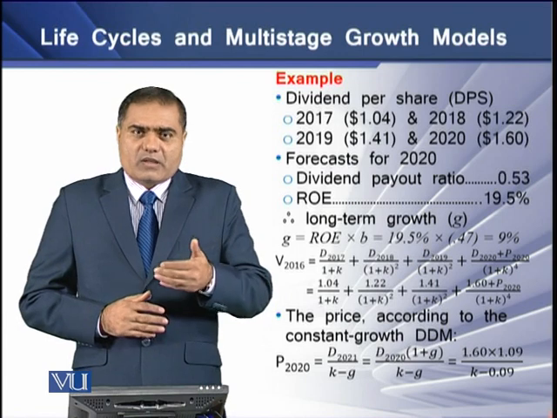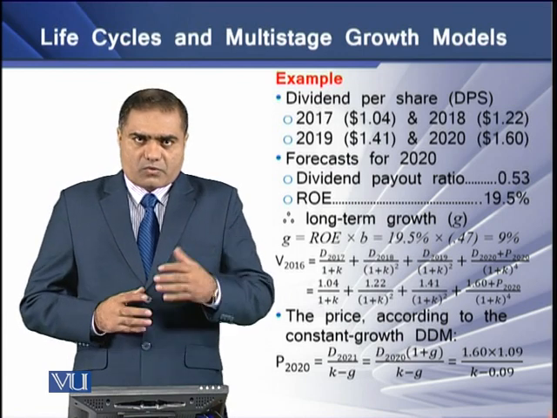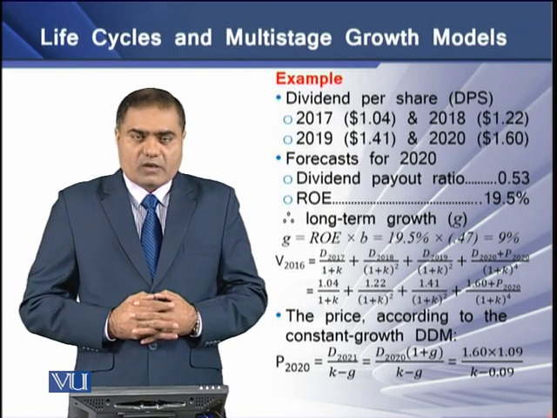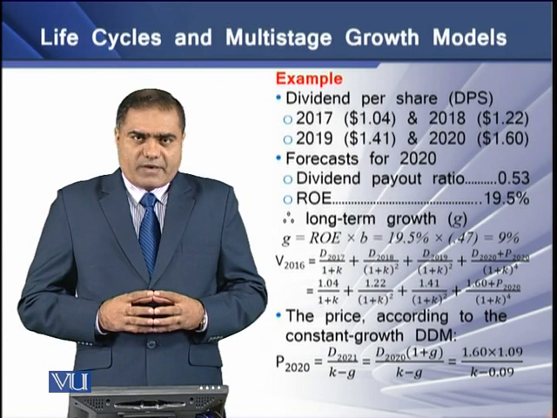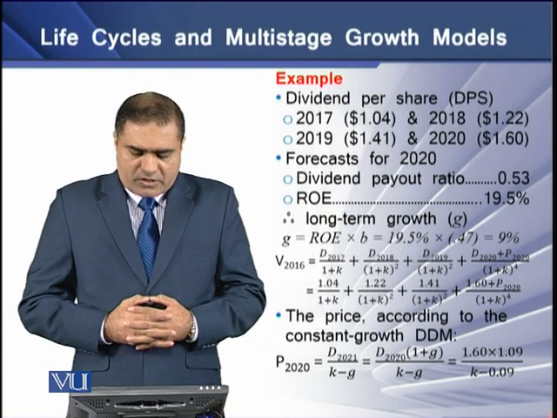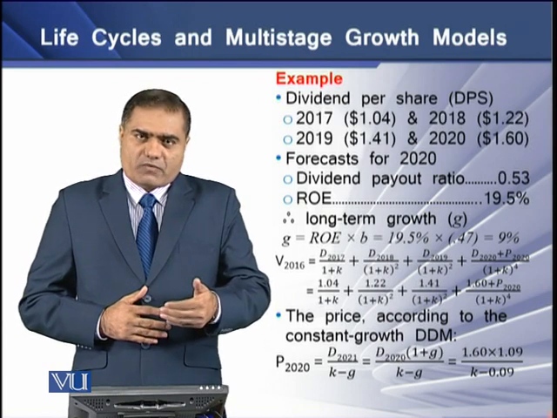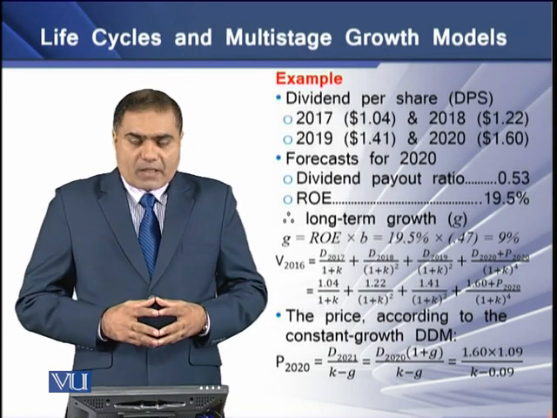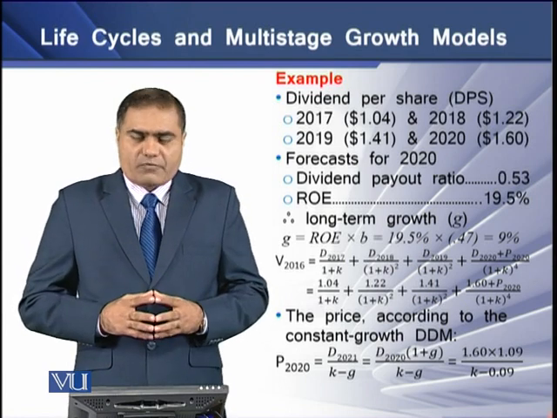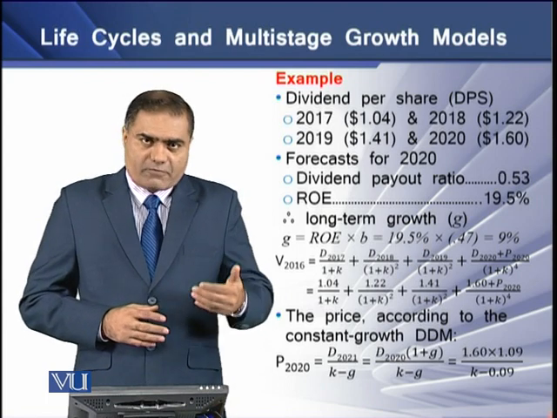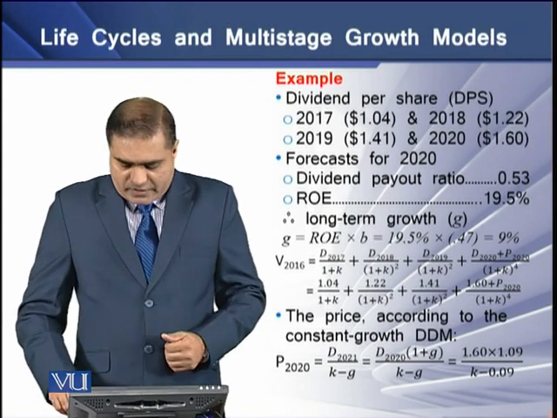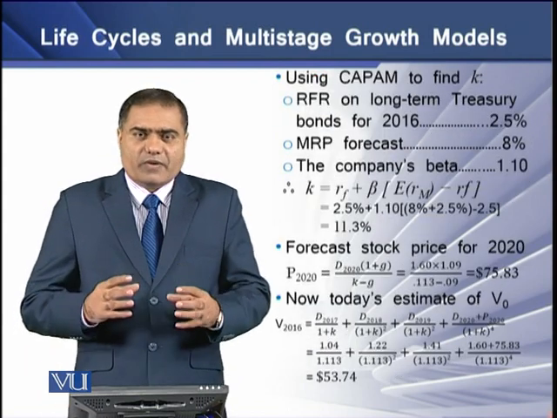To determine the stock price for the year 2020, we need to use the constant growth dividend discount model. The formula is dividend for 2021, or D2021, over K minus G. D2021 we can find by multiplying the D2020 with the growth rate. But for K, again, we have no value, but for G, we have the value of 9% we determined earlier.